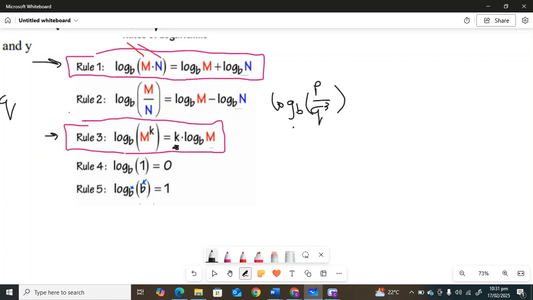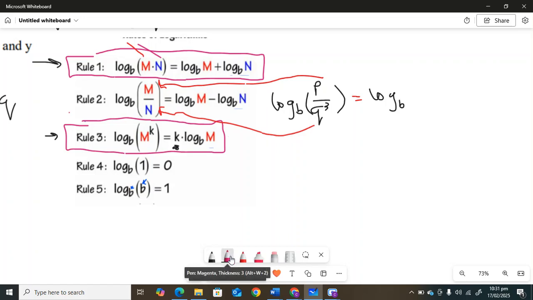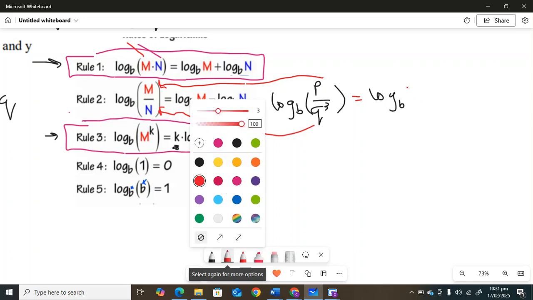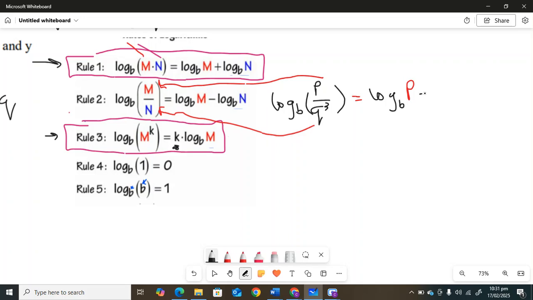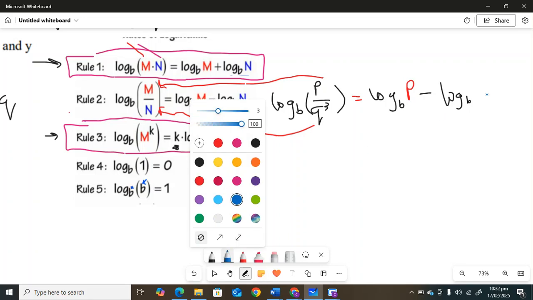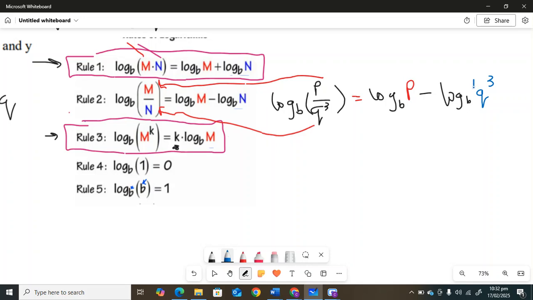Colleagues, when you see division like this, you're applying the quotient rule. Think of this p here as this m here, and think of this q cubed as this n here. So this is going to simplify to log b p minus log b q cubed. Are we okay with this part?